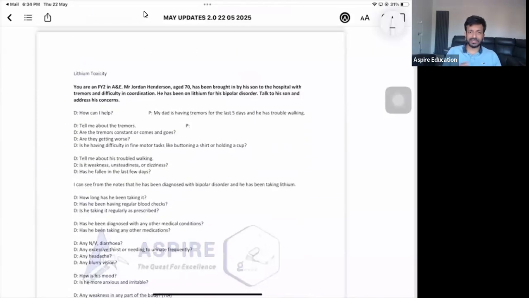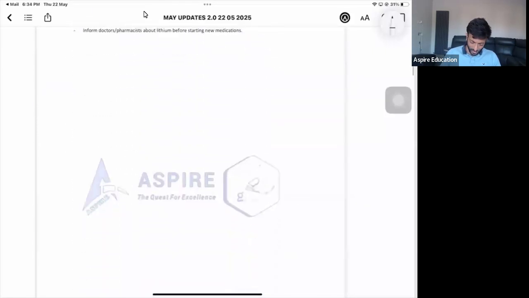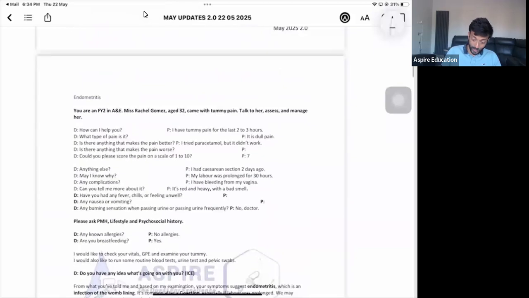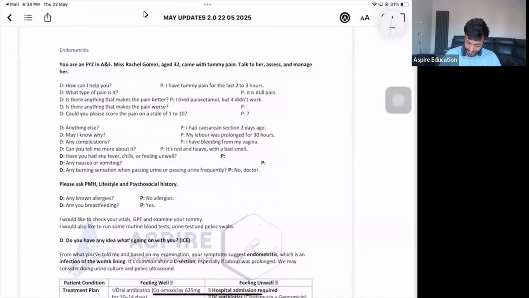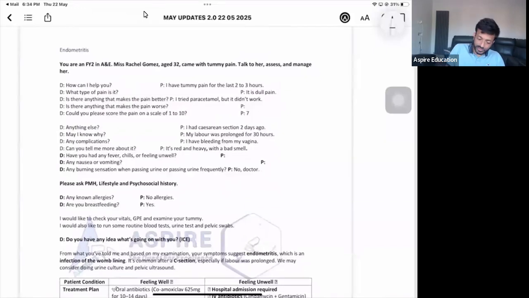Lithium toxicity, again, that scenario we haven't seen for a bit longer, right? So, yeah, endometritis. Yes, this scenario has been coming up. So, what is endometritis? Let's see. So the station is coming, you are FY1 in accident and emergency, and the patient is 32, has come with tummy pain. Okay, so tummy pain, very vague statement, obviously.